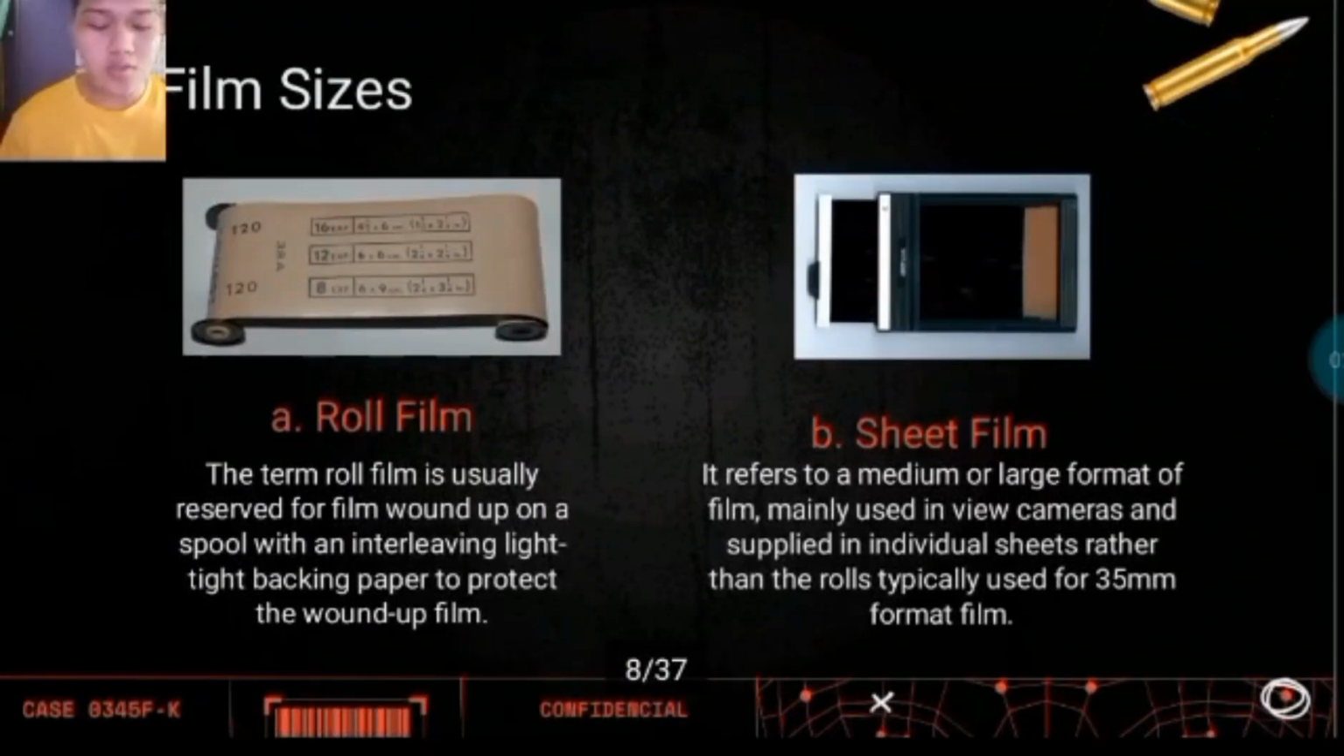Film size. There are two types of film formats commonly used in photography. Number one is roll film. The term roll film is usually reserved for film wound up on a spool with interleaving light-tight backing paper to protect the wound-up film. So roll film is any type of spool-wound photographic film which is protected from white light exposure by paper backing.